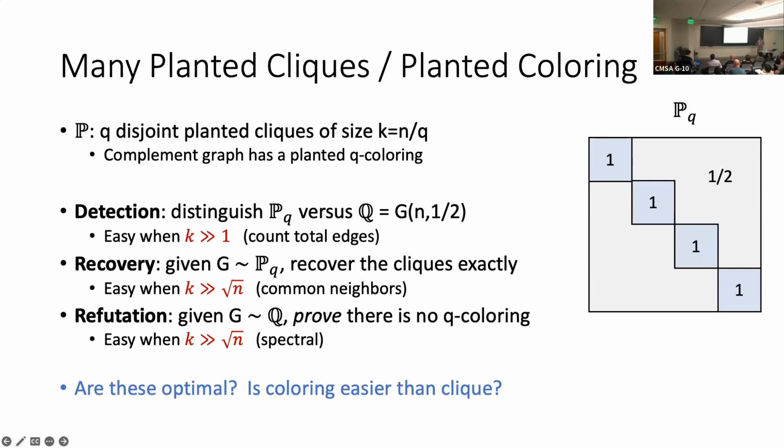And so the main question I want to address here is, are these things optimal? Is the coloring problem potentially easier than clique, or is it the same? We kind of know that for detection, at least when I choose this null distribution, the detection is easier for coloring than clique. But what about the other two? Potentially there's a better refutation algorithm. It could be easier to refute coloring than it is to refute a single clique. And so, yeah, how do we know?